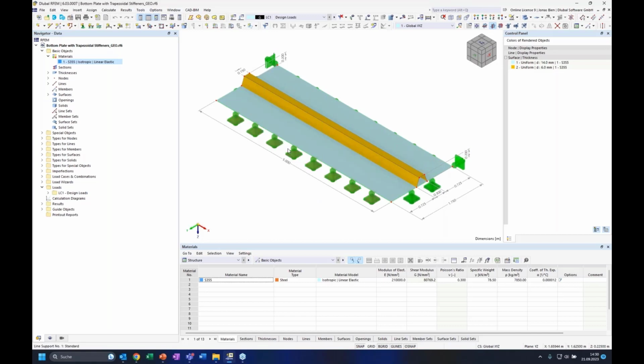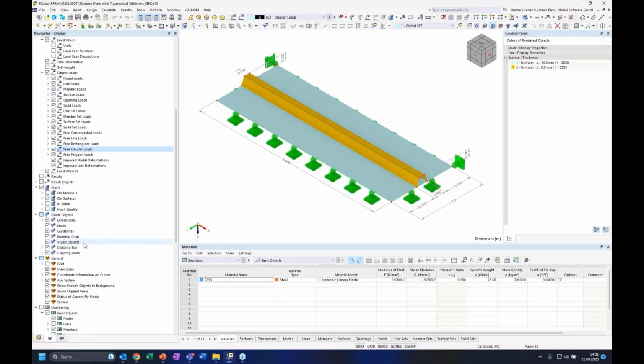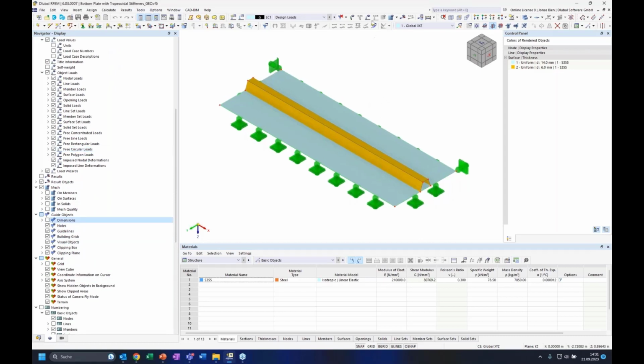For the dimensions, I've added 2.5 meter length, and 1.75 m is the width of the total panel. The whole panel can be divided into two sub panels by the stiffener, so the width of the sub panel would be 0.725 meter. Okay, let's quickly hide the dimensions, because otherwise they will just be a bit confusing. And lastly, I want to show you the loads.